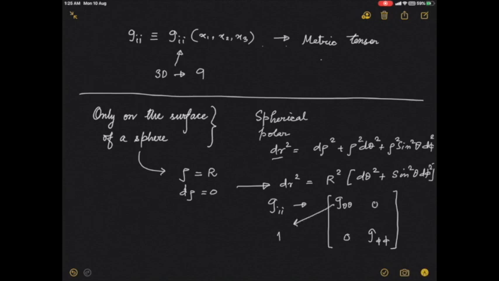And what is g theta theta? It's 1. What is g phi phi? It is sine square theta. Without loss of any generality, I have assumed r square equals 1 here.